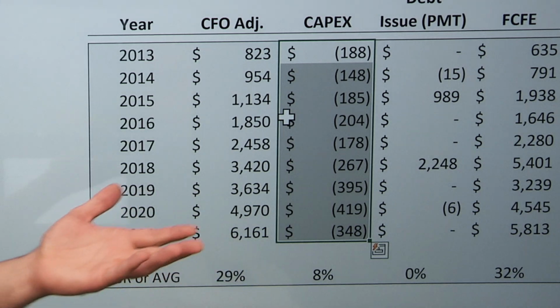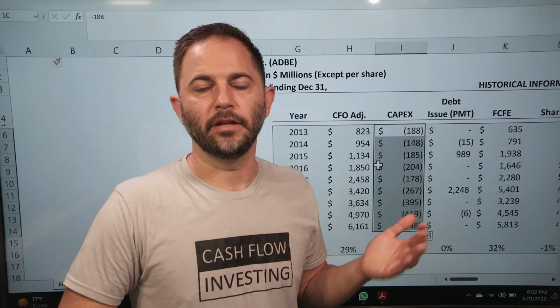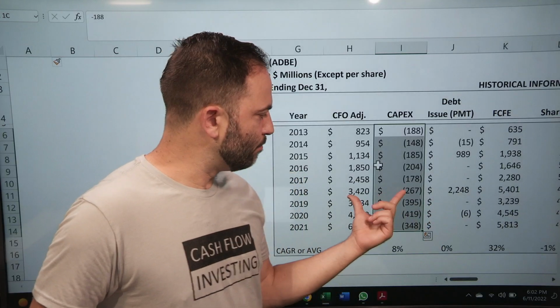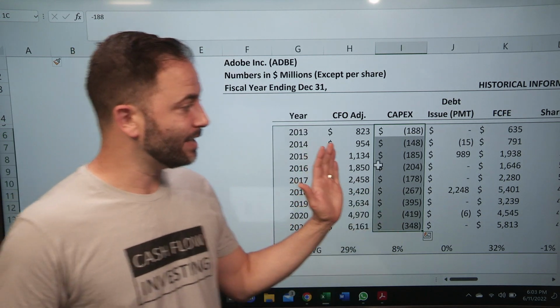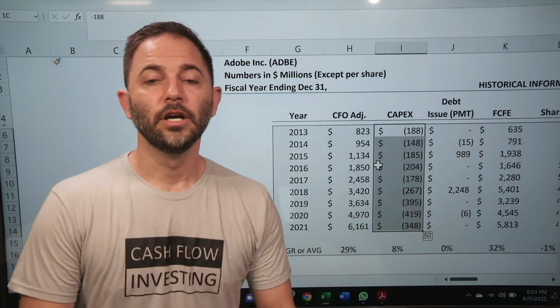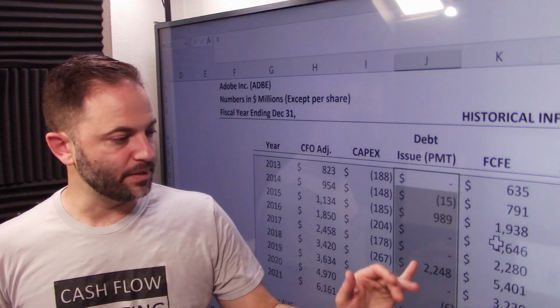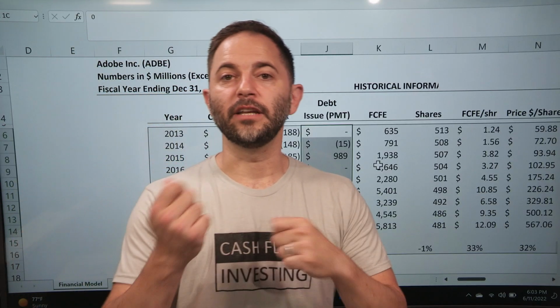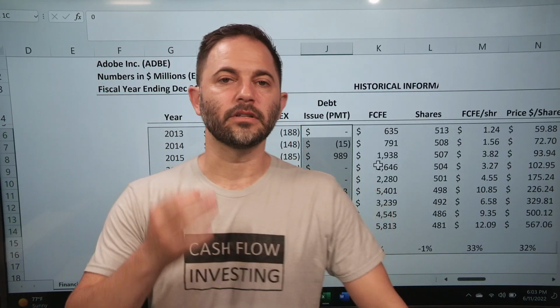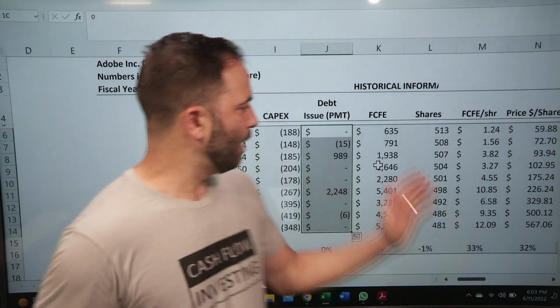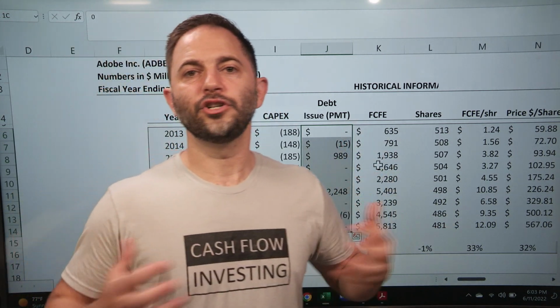CAPEX is very low because they don't buy much capital equipment. It's all software. So this margin here is super wide. It means cash flow is going to pass through to you and I, the equity holders. The next column here is debt. This is principal payment of debt, not interest. This is principal inflows and outflows. And we covered this earlier. The stock itself has very little debt. So every year, they're not leveraging the business.